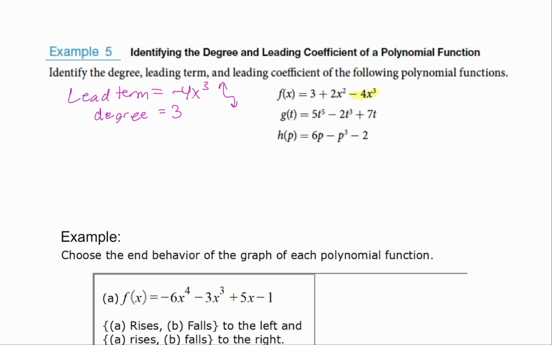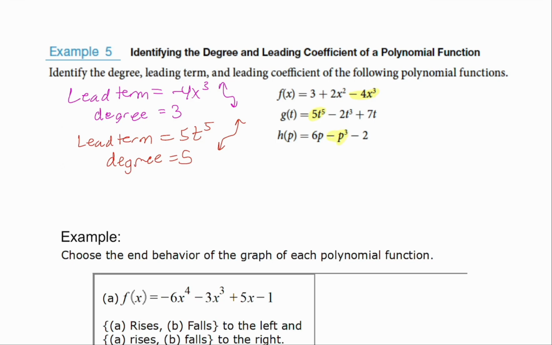Our second one, if we look for the highest power, it's a 5t to the 5th. So the degree is 5. It will look like a cubic with a positive coefficient, so the right end will go up and the left end will go down.